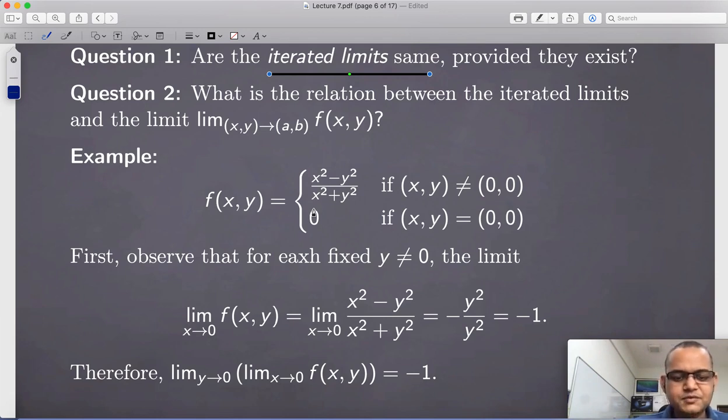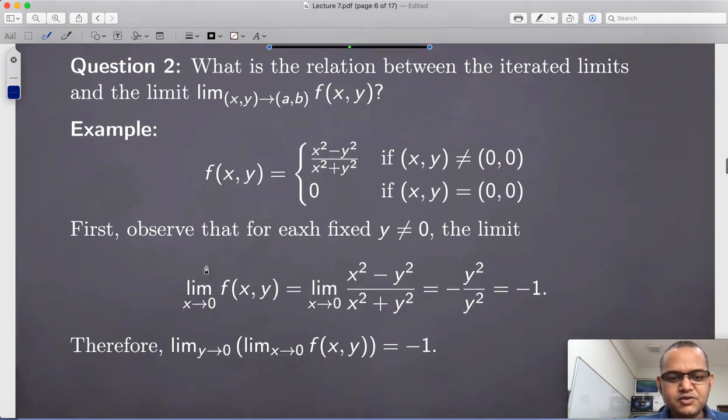We want to understand what happens to the iterated limits, and also what happens to the limit when we treat the function as a function of two variables. So let us first freeze y. You take y to be non-zero and allow x to approach 0.